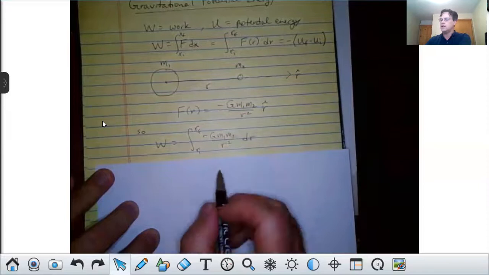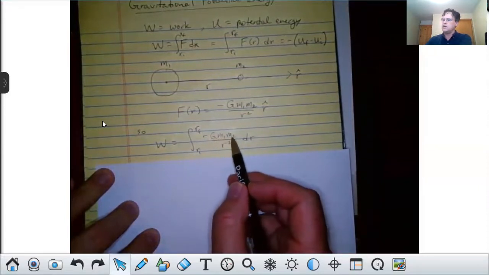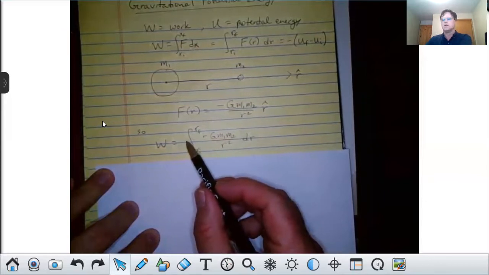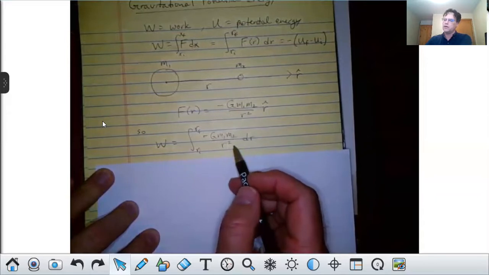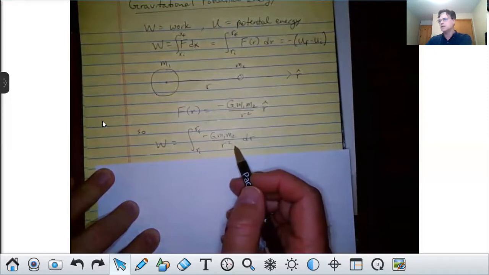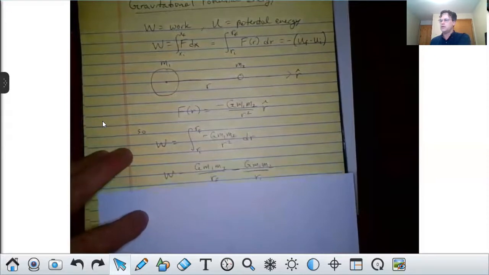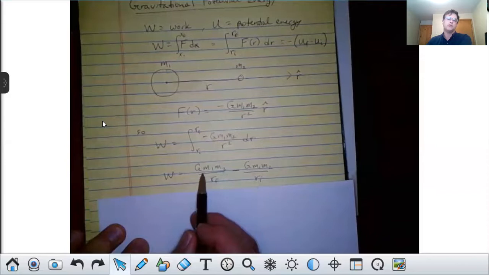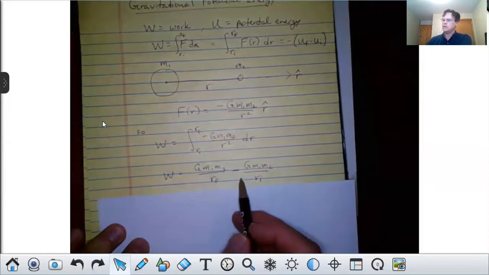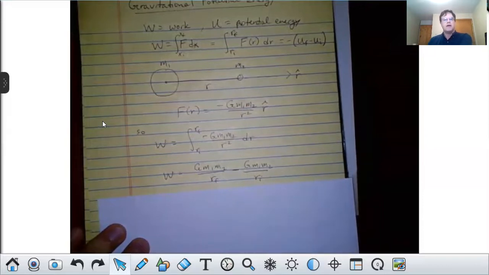I'm not going to go through the detailed steps of doing the integral, but G, m1, and m2 are constants, so they just come out along with the negative sign. And I get the integral of 1 over r squared dr. The integral of 1 over r squared is negative 1 over r. And so when you plug in the limits, the work is equal to G m1 m2 over r final minus G m1 m2 over r initial. So I've calculated the work.